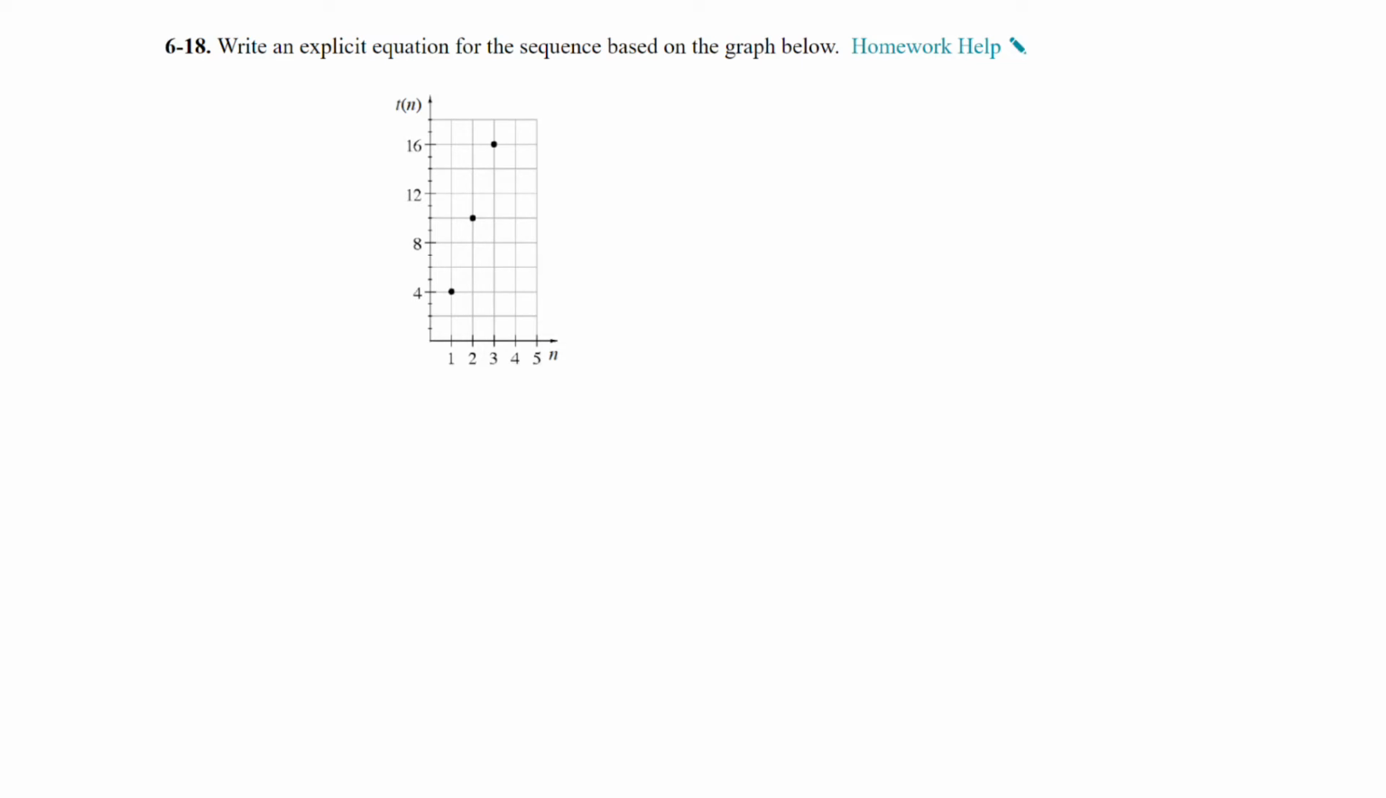Question 18, write an explicit equation for the sequence based on the graph below. So now we looked at a sequence based on the pattern. Now we're going to look at the graph to identify the equation. What we want to look at is where each of these points are located. The first one is at 1, 4, then 2, 10, and 3, 16. The x value is n, which is the term number. This is the term that we're looking for. And then the t of n, which is your y value, is the term value.